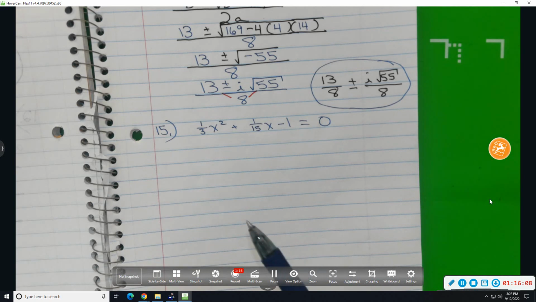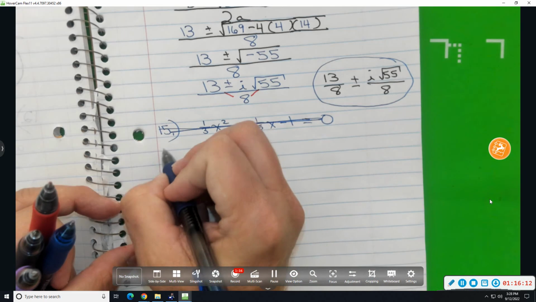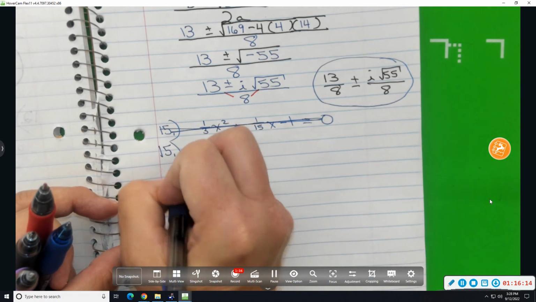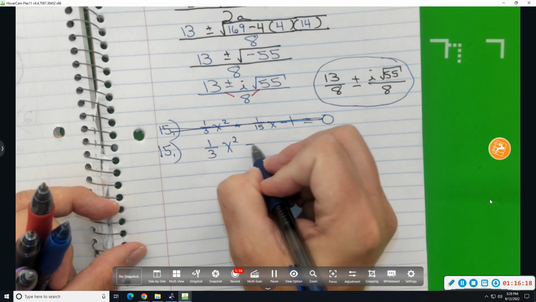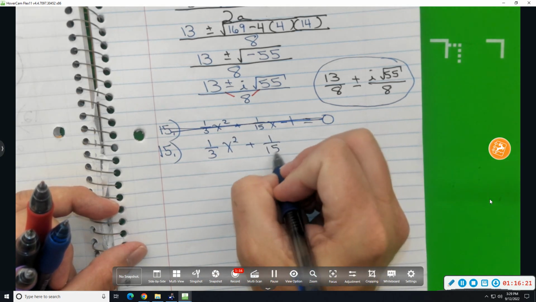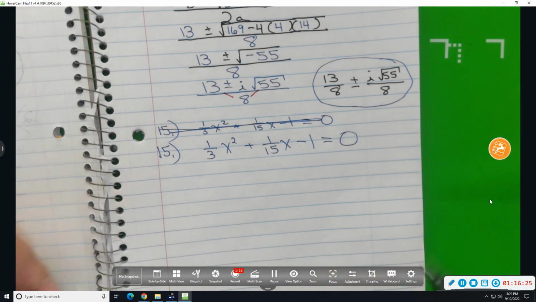Should I write it bigger? I think I will. Okay, I'm going to write it bigger. I'm going to use 2 lines. 1/3 x squared plus 1/15 x minus 1 is equal to 0.